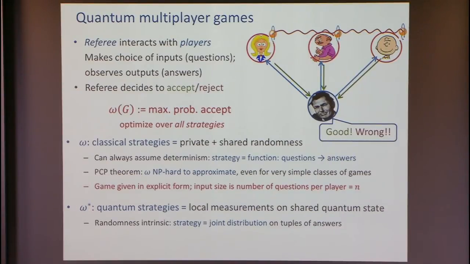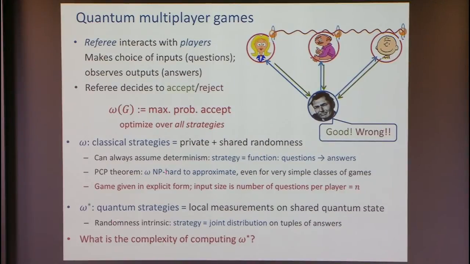Then the one we look at is omega star. This is the maximum success probability of quantum strategies, so they can use entangled states. And this we don't know. The question that we want to be studying is, what is the complexity of computing or approximating this quantum value?